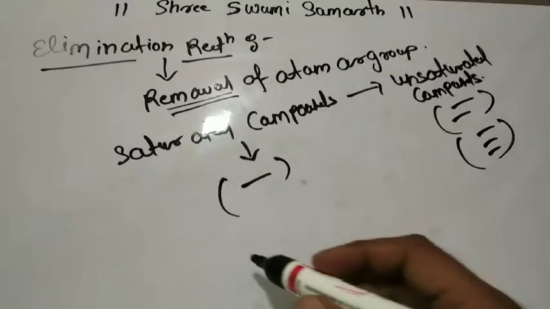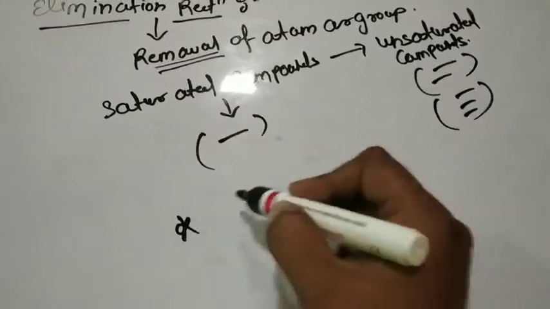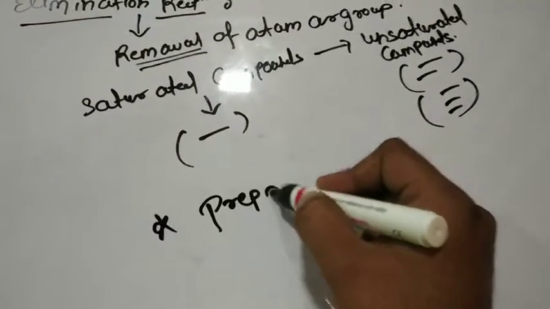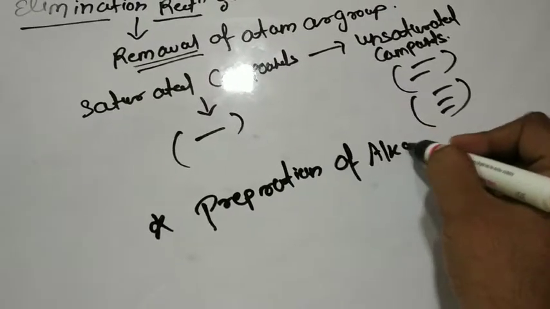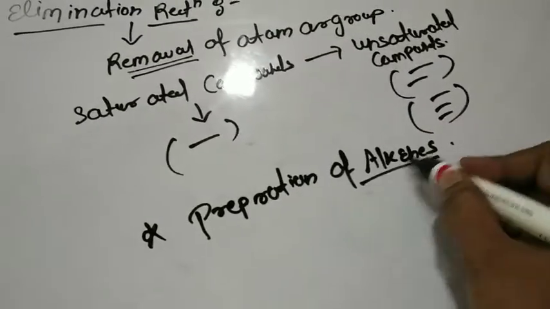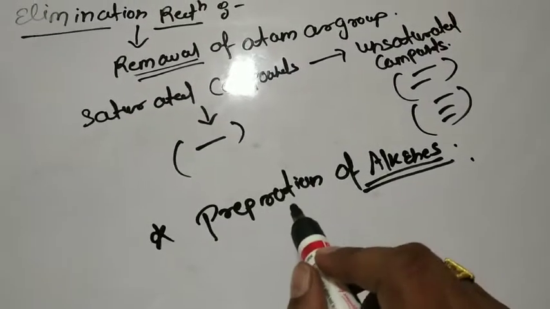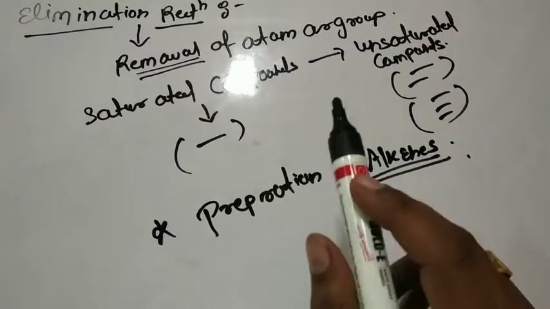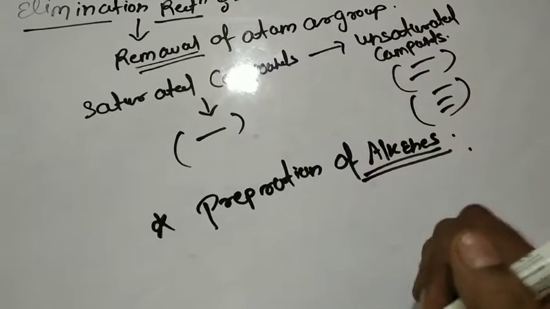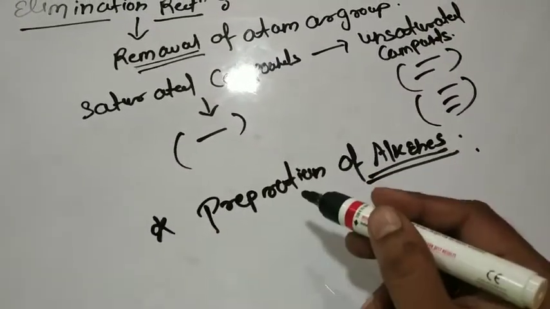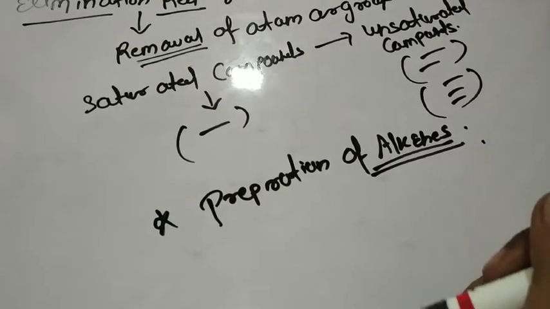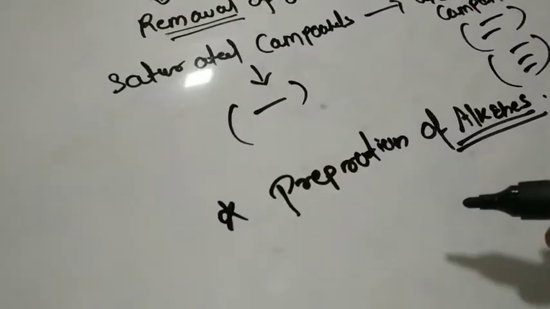Then this reaction is also used for the preparation of alkenes, right? This is very, very important. Why? Because alkenes can be prepared by the removal of the halogen atom and the removal of a hydrogen atom from the alpha carbon and from the beta carbon, right? So that we are going to see further.